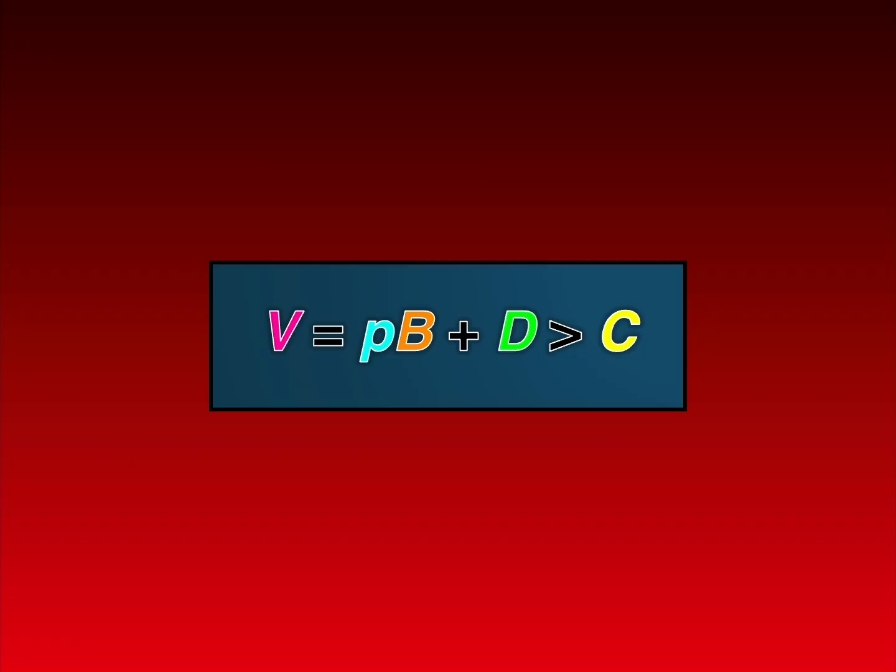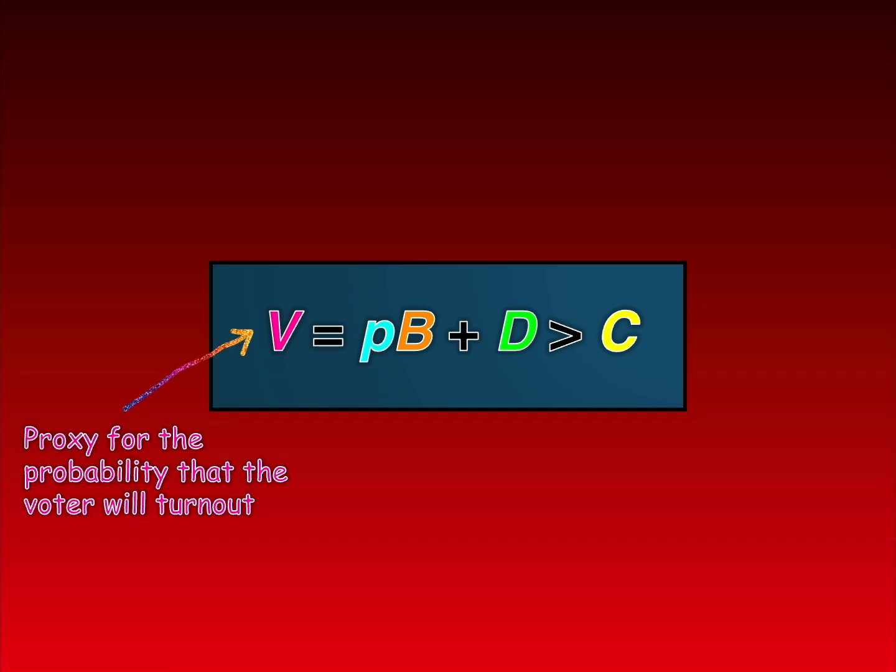A rational model for the calculus of voting can be described through this equation here. V equals PB plus D greater than C. What does this mean, you might ask? Why are you assaulting my eyes with this terrible thing? Well, first, V is the proxy for the probability that the voter will turn out. This is whether or not you're going to vote. That's on the left side of this equation here. Think of that as a 0, you're not voting, a 1, you do vote.